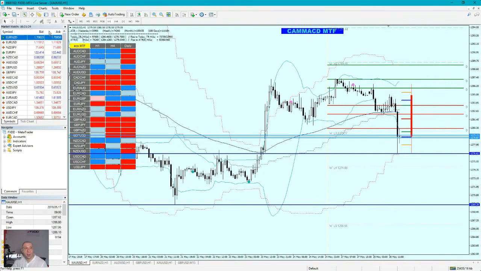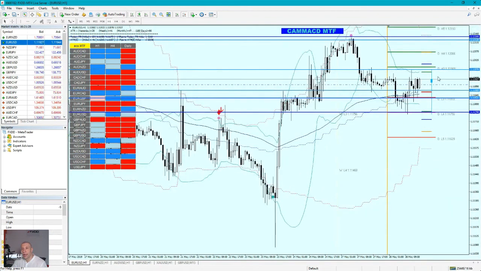But I guess if euro dollar goes up, then the gold will follow because it's a counter correlation to the dollar. Gold and dollar, they're not moving in the same direction. So you see, euro dollar is trying to push to the upside. I hope it will. Let's see.